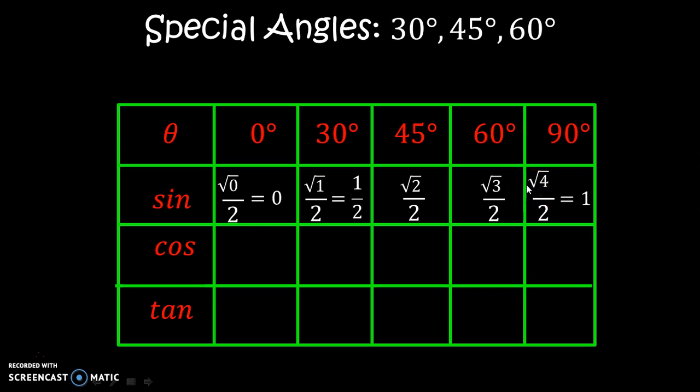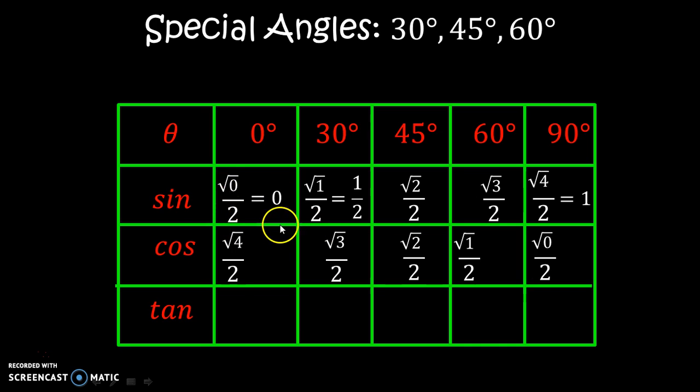How about the cosine function? So we apply the same procedure, class. We need to write over 2 in all the grids here. Over 2, over 2, over 2, over 2, and over 2. But the thing is, instead of ascending order, we start with 4 and go down to 0. So that would be square root of 4, square root of 3, square root of 2, square root of 1, and square root of 0.